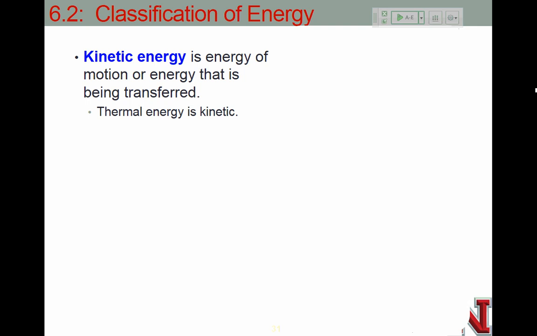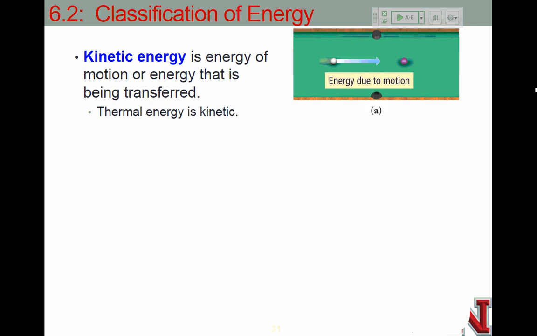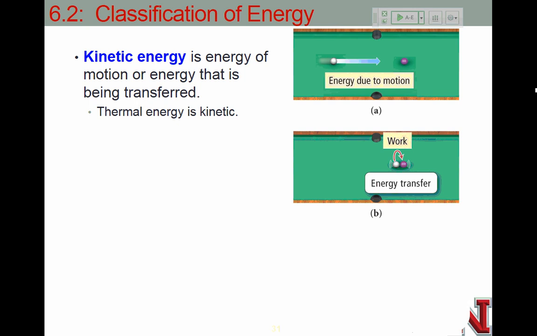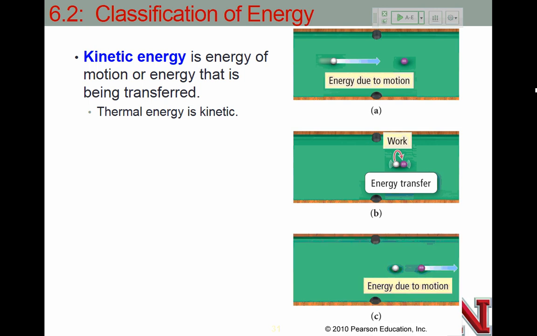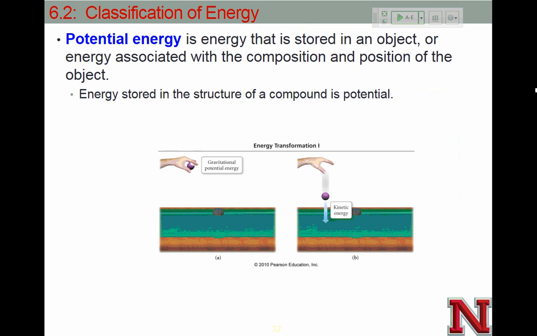So kinetic energy is the energy of motion, or energy that's being transferred. Thermal energy, when we're talking about heat, is a form of kinetic energy, energy due to motion. Heat hits something that's stationary, which transfers the energy, and then the thing that was stationary can now move, so that energy can be transferred.